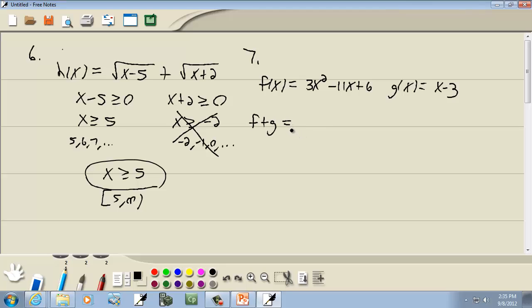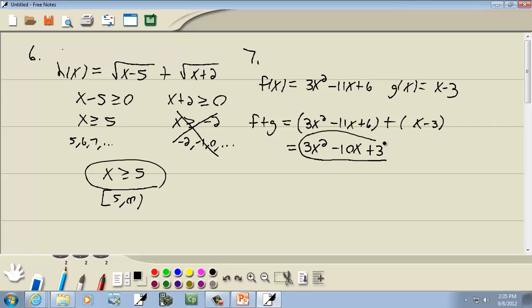Now f plus g means we're going to add two functions together. So we'll put parentheses around each of the functions and put a plus between them. Now sometimes the parentheses are necessary, sometimes they're not. In this particular problem, they're not doing anything. So I'll combine together like terms. I got negative 11x plus x gives us negative 10x, and 6 minus 3 gives us 3. And that would be our problem.